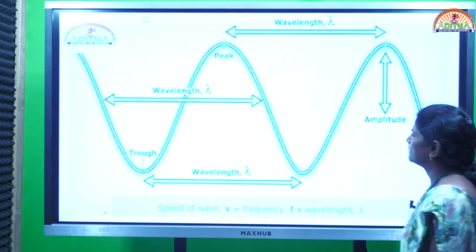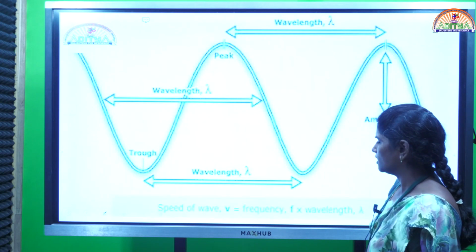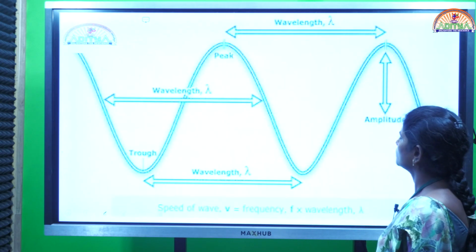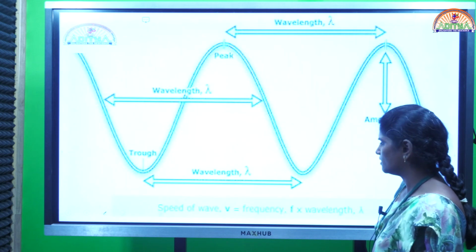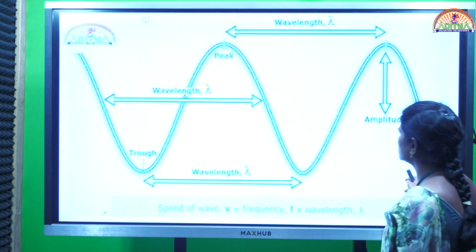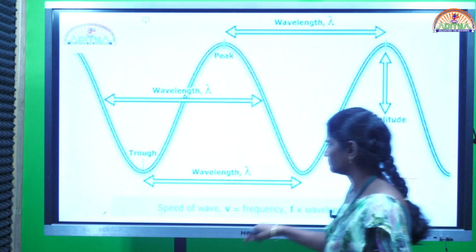So you can see in this picture the wavelength of a radiation, and you can also see the amplitude of the wave. The speed of the wave is given as a product of frequency and wavelength.